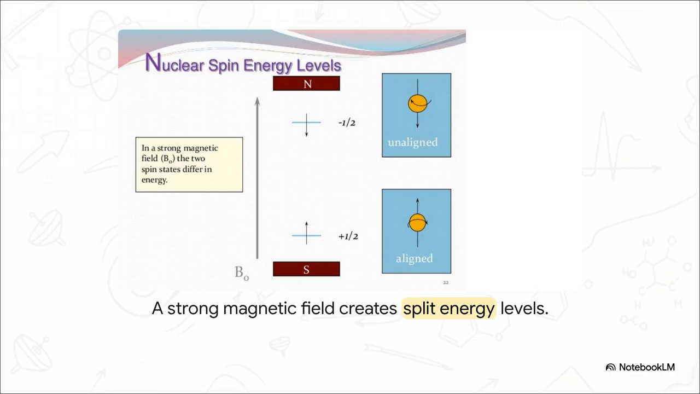Going with the flow and aligning with the giant magnet takes way less effort, so the alpha state drops down to a lower energy level. Fighting it, however, pushes that unaligned beta state up to a higher energy level.